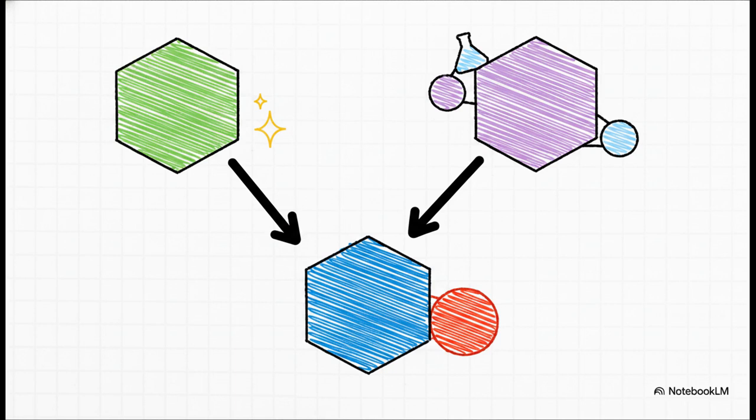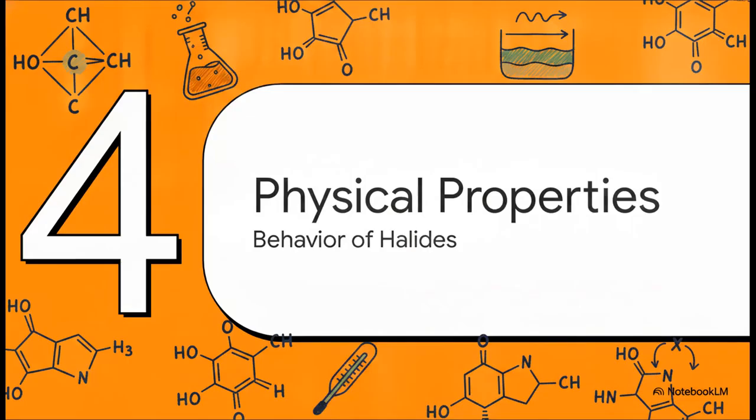The first is electrophilic substitution, where you react benzene with chlorine and use a catalyst like FeCl3 to force the reaction. The second is a huge one, Sandmeyer's reaction. Here, you take a diazonium salt, a really specific nitrogen compound, and treat it with CuCl for a chlorine or CuBr for a bromine. All right, let's move on to Section 4, Physical Properties and Behavior.